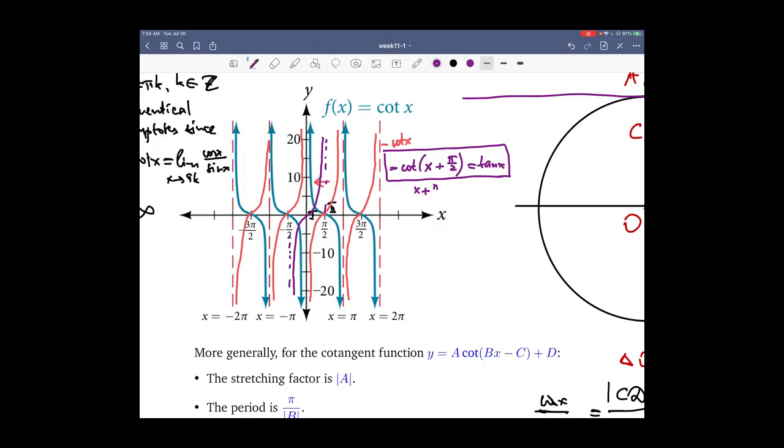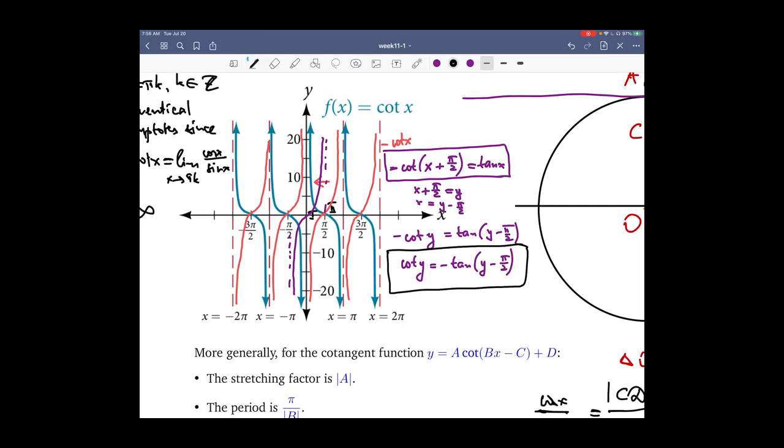If we here change x plus pi over 2 by y, so that x is y minus pi over 2, we get negative cotangent y equals tangent of y minus pi over 2, or in other words, cotangent y is negative tangent of y minus pi over 2, which again shows that in principle the graph of cotangent is a modification of the graph of tangent.